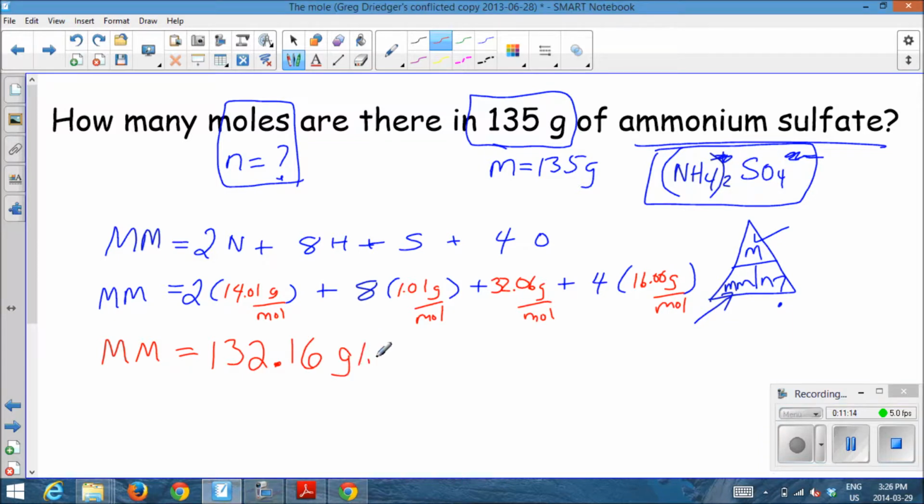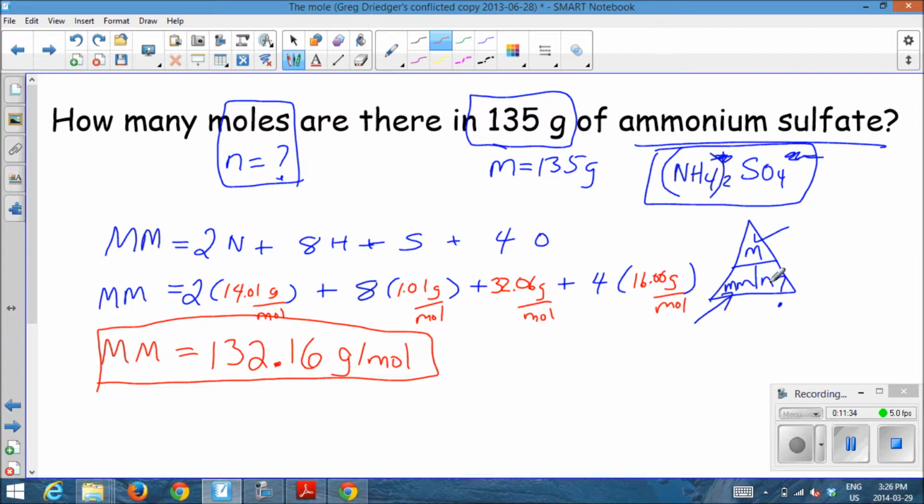So we know if we have 132.16 grams, we have 1 mole. Well, let's take a look. We have 135 grams. That means we should have slightly more than 1 mole. Agree, everybody? Because that's 1 mole. That's a little bit more, so therefore it's got to be a little bit more than 1 mole. Let's look at our equation.